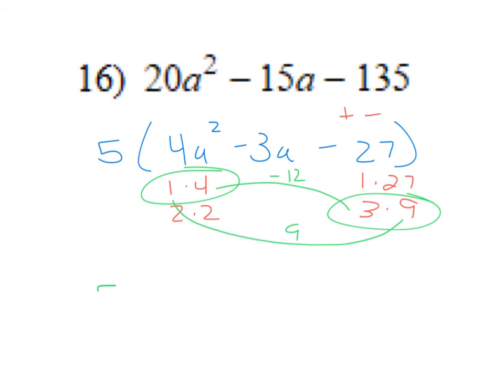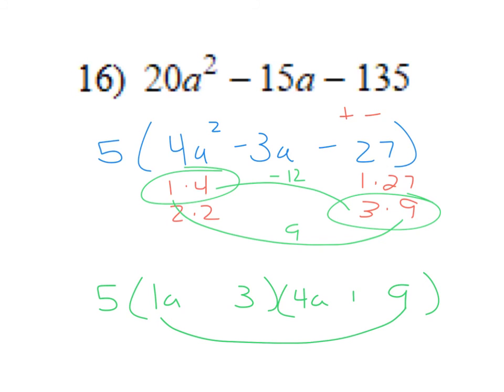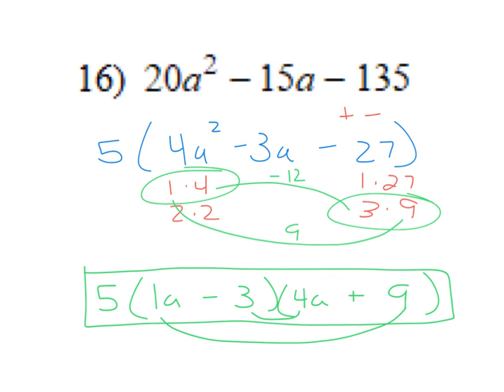Now that GCF of 5 needs to stay out front. I've got a 1a, a 4a. I've got a 3 and a 9. Now we know we want the outside 9 to be positive, so I'm putting a positive here. We want our inside 12 to be negative, so I'm putting a negative there. And then you can always FOIL it out to double check that you got your signs correct.